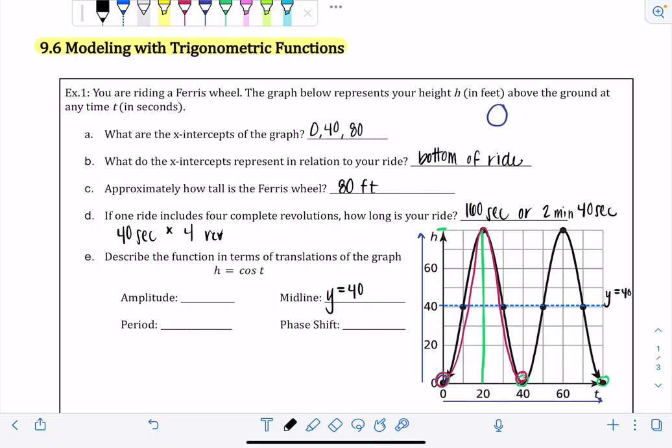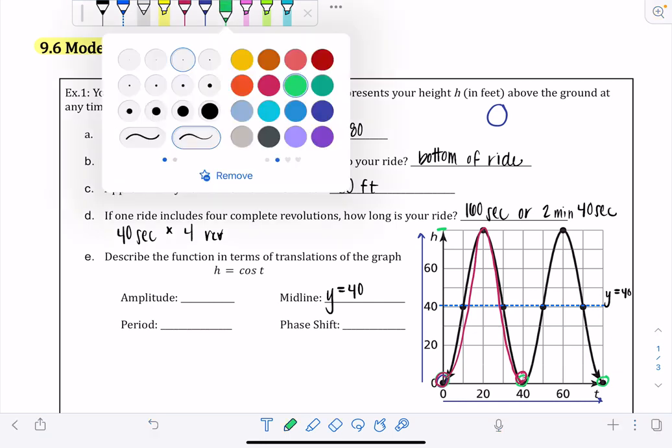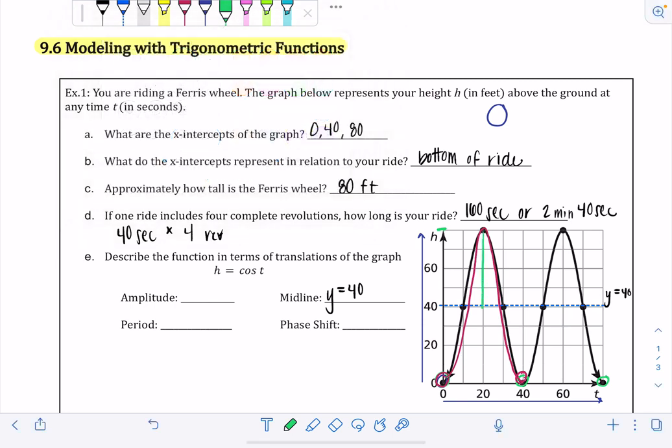And remember, the midline is a line, so it should be written as an equation, not just 40, but y equals 40. And then the amplitude is the distance from the midline to the maximum, like the top of the Ferris wheel, or the midline down to the minimum. So basically half of the total distance between the two. From our midline up to our max, we're going from 40 up to 80. So our amplitude would have to be 40.